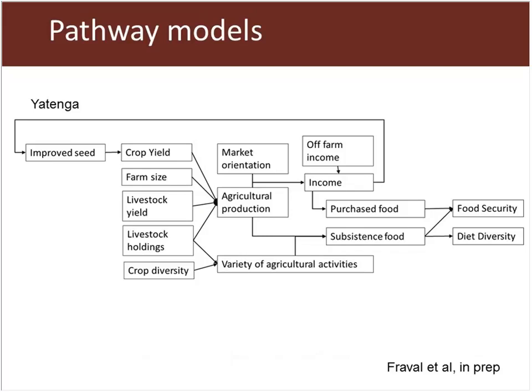And this type of information we use to develop what we call pathway models. So we are very much interested in the drivers of what you can see here on the right of the scheme of food security and dietary diversity. So how are those factors determined by purchased food and subsistence-based food? And then again, how is subsistence food-based determined by agriculture production and the variety of agriculture activities? And when we look at purchased food, how is that determined by income, off-farm income and market orientation, thereby cash production based on farm-based income.